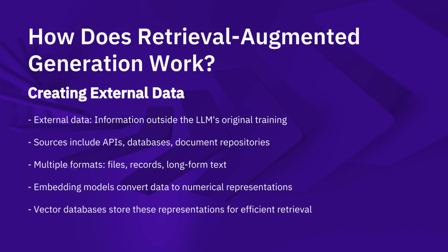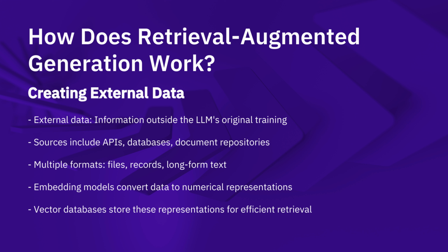The first step in implementing a RAG is establishing your external data sources. External data refers to any information outside the LLM's original training that you want the model to reference. This can come from multiple sources such as APIs, databases, or document repositories. The data may exist in various formats: files, database records, long form text, and more. However, language models can't directly work with these raw formats. This is where embedding language models come into play.